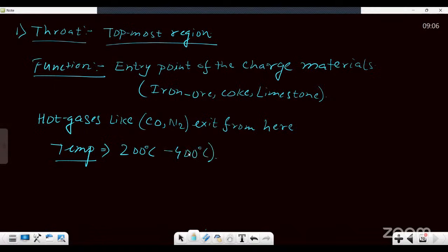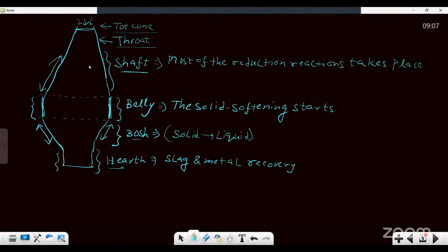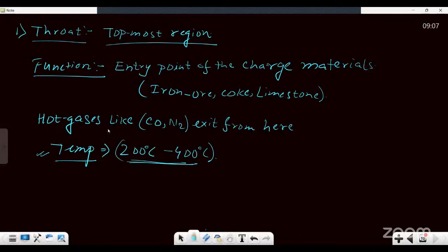400 degrees Celsius. Now you can ask from where this temperature is coming, because my reduction reactions are taking place downward. Why will the top part of the blast furnace have this temperature of 200 to 400 degrees Celsius? That is because the gases are hot. When these hot gases ascend upward, they lose a lot of temperature, but even if they lose a lot, some temperature will be there. So that is why this top cone has a temperature of 200 to 400 degrees Celsius. This is because of the temperature of the gases.